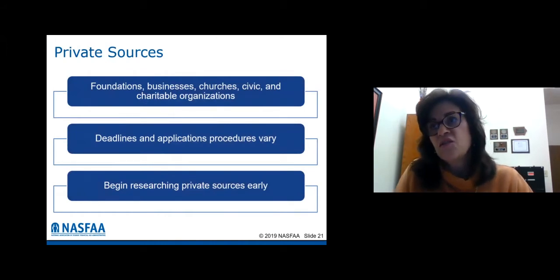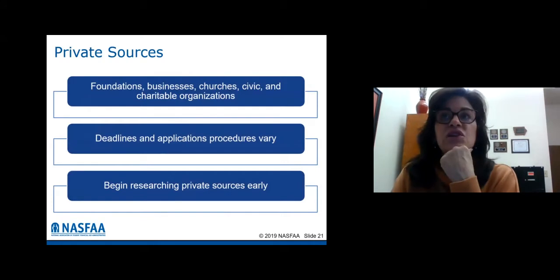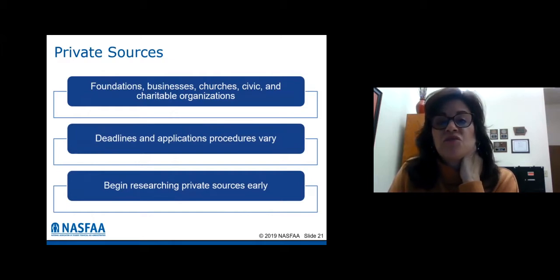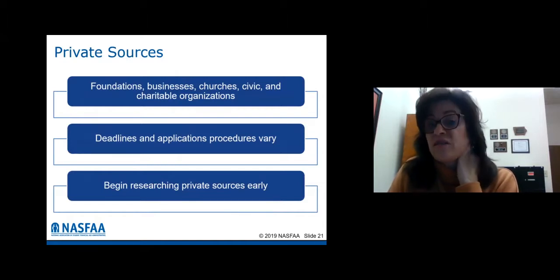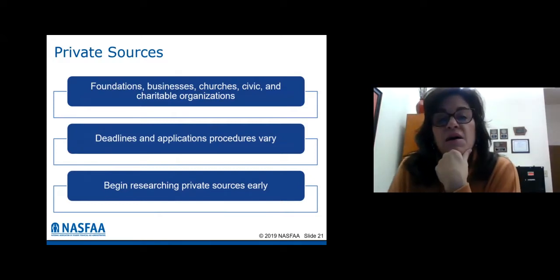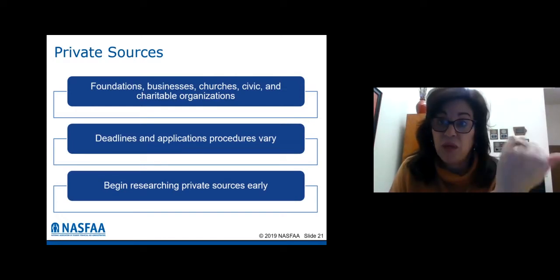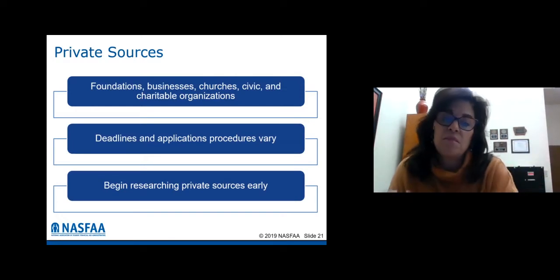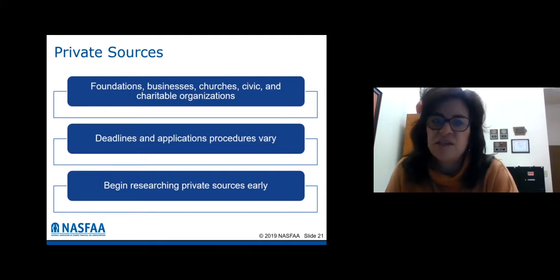Private sources, these are the places your students can be researching to see if they find private scholarships. Great places to look would be educational organizations, foundations, businesses, the church, civic organizations, like Lions Club, Elks Club, those types of things. Always look at your employer too. I know that there are a lot of big employers in Iowa, especially in the Des Moines area, who sponsor scholarships for their employees' children. So you'll want to check to see if you have any such thing.